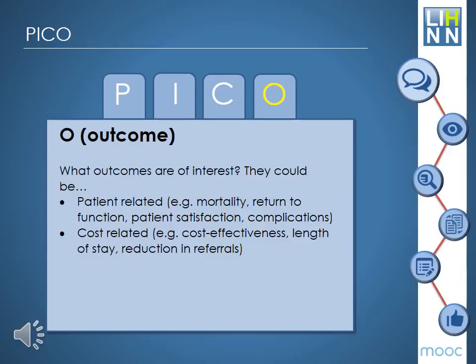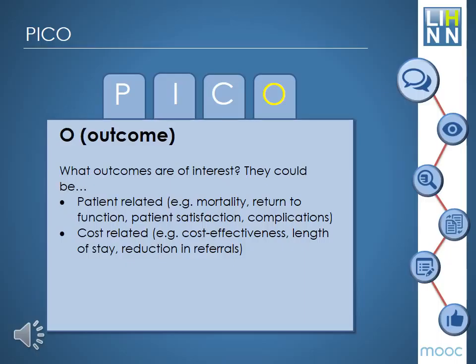O is for outcomes. Questions are usually asked because the user wants to find out something. These are the outcomes of interest. They may be patient-related, for example mortality, return to function, patient satisfaction or experiences, or they could be cost-related, such as cost-effectiveness, reduction in the rate of referrals or length of stay.